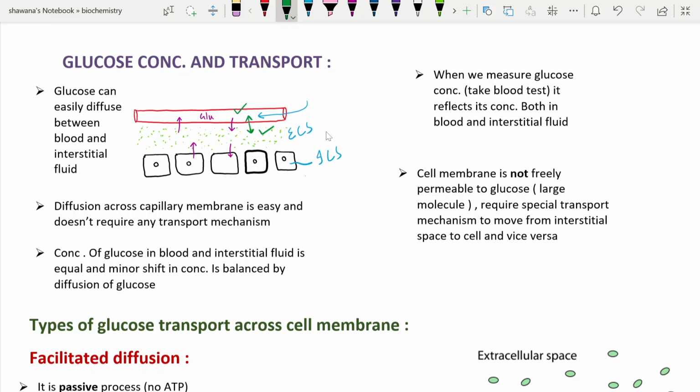So just imagine that we have taken a blood sample for the measurement of glucose. It can be a sugar test. What are we measuring? We are measuring the glucose concentration inside the blood and the extracellular space because these are both the same. But when the cell membrane comes into discussion, glucose cannot move freely between the extracellular space and the intracellular space. It must require a transport mechanism for its transport between the extracellular and intracellular spaces. It's very important to understand that glucose requires a special transport mechanism for its transport intracellularly.